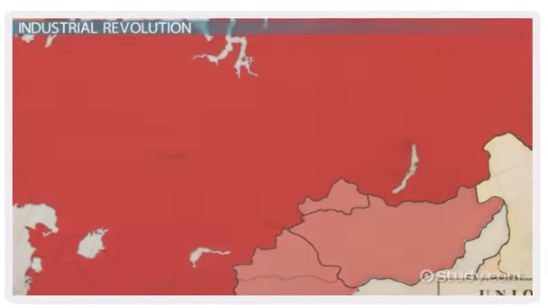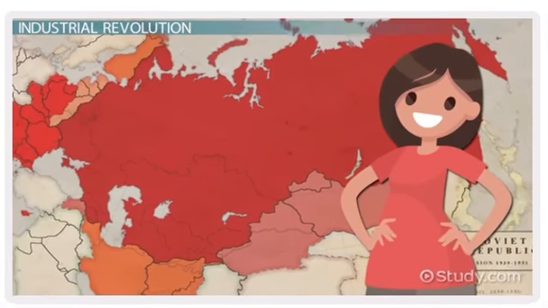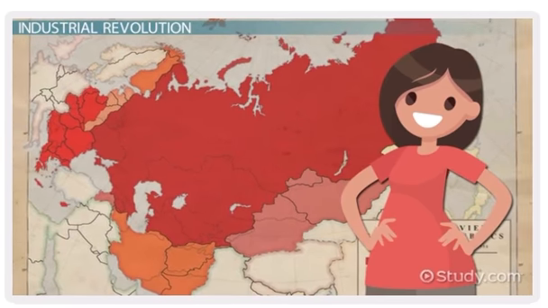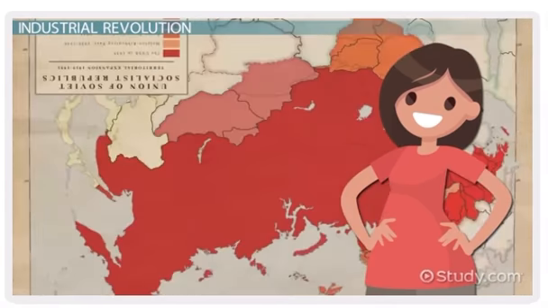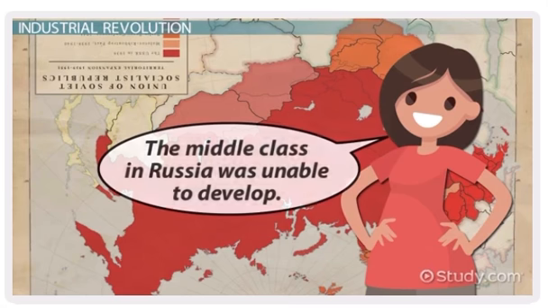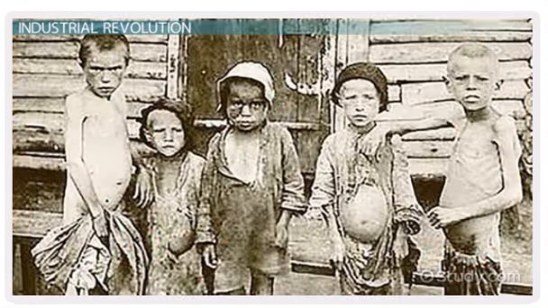Russia, however, did not experience the Industrial Revolution to nearly the same extent as other European countries, like Great Britain or Germany. Basically, Russia was a technologically backward country. Because of this, the middle class in Russia was unable to develop like it did elsewhere. Without a significant middle class, all power and wealth were in the hands of a few, while the vast majority of people had almost nothing.